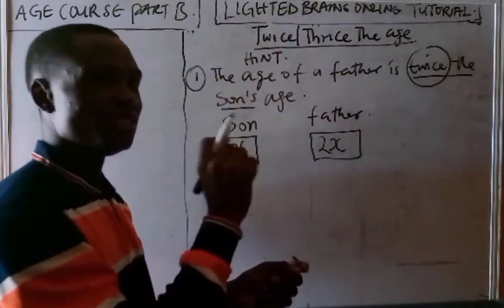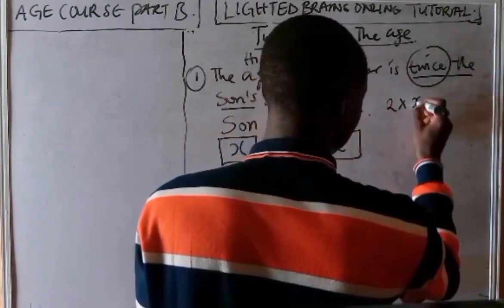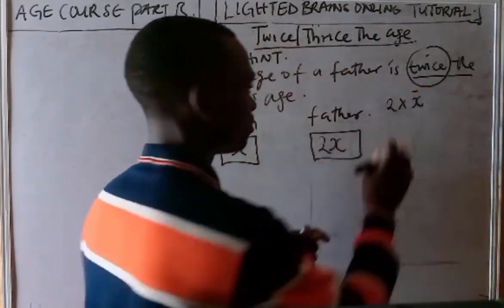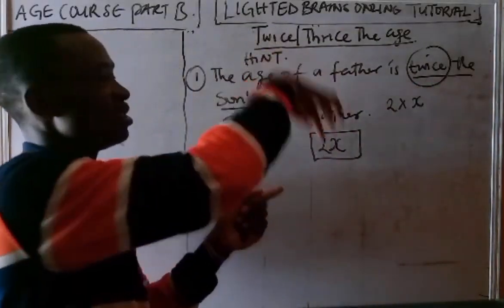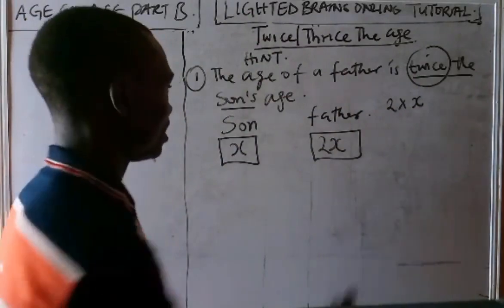This one means 2 times the son's age, which is X. The son's age is what? X, right? So it's 2 times the son's age, or the age of the son. Do you understand? Now let's go to the second concept.